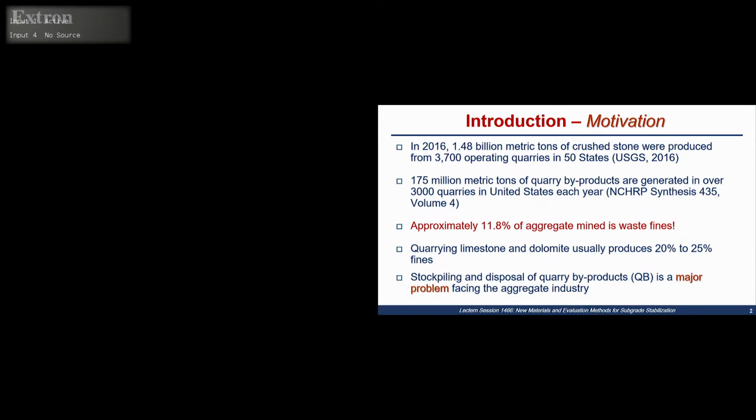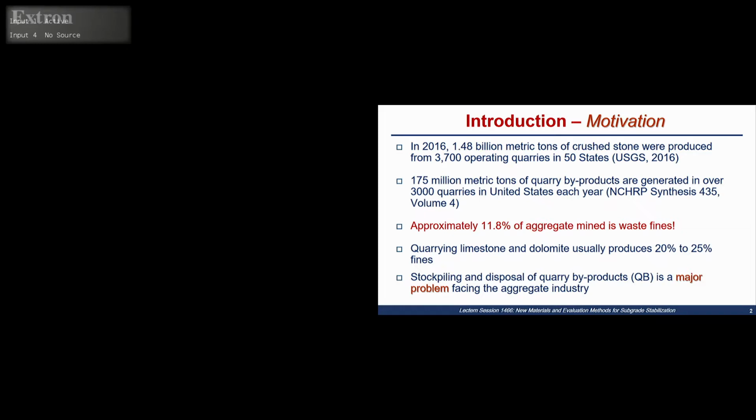I'll start with an introduction or a motivation for why we're doing this work. Basically, we're studying applications for quarry by-products in pavements because of the high aggregate production in the US and worldwide, which can be as high as almost 1.5 billion metric tons produced just in the US from the 3,700 quarries that operate around the US in 1 year. So with this big number, we expect a lot of materials to be a byproduct of the processes that go into the production of aggregates.